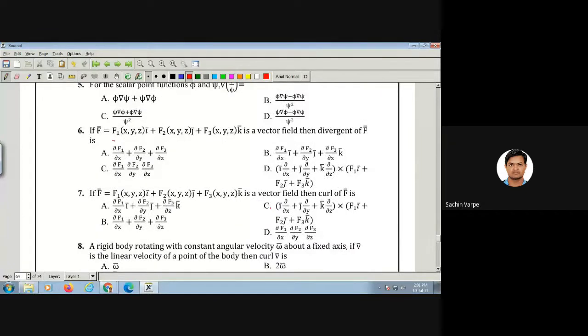F bar is given to be this, then divergence of F bar will be what? Dot product of del and F bar, that is this option. And the curl of F bar will be what? Curl of F bar, what will it be? C option, del cross F bar.